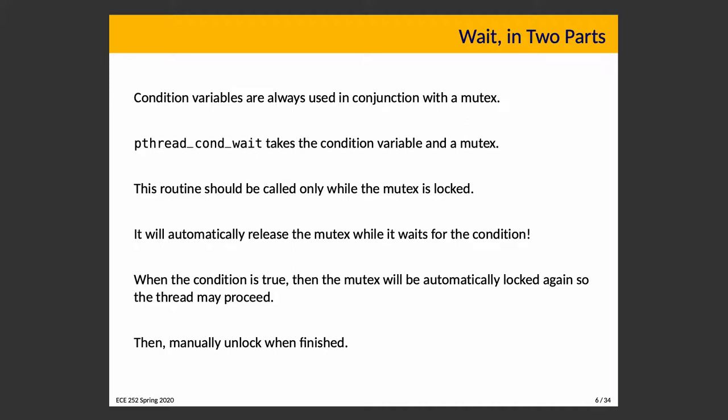So we're in the critical section, we've locked the mutex, we did some stuff, and then we're going to call condition wait with the condition variable and the mutex. It automatically releases the mutex while it waits for the condition, thus allowing other threads to have a turn to enter the critical section. When the condition is true, the mutex is automatically locked again, so the thread that called condition wait is reawakened, may proceed, and can manually unlock when finished. Okay, that probably sounds strange. It'll look a bit clearer, I think, when we actually look at the example and when you see the way that it's used.